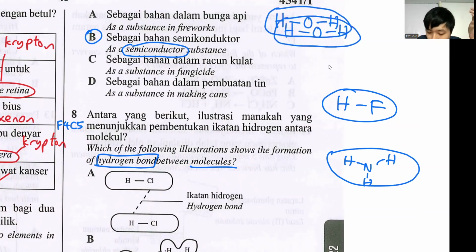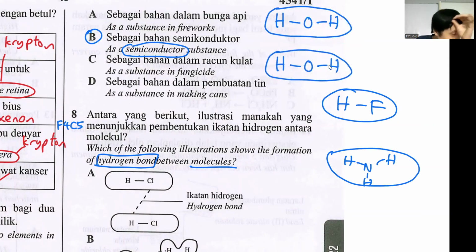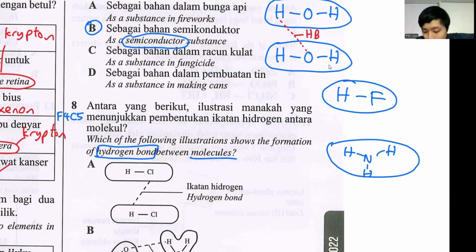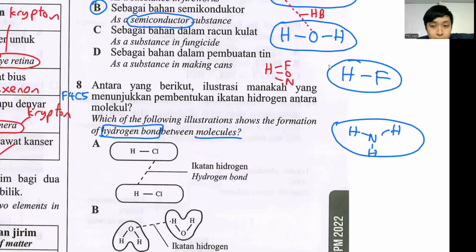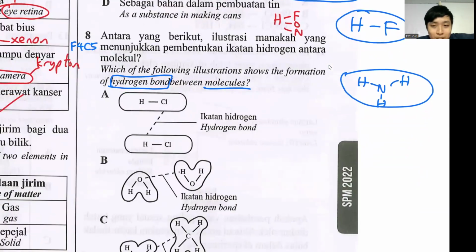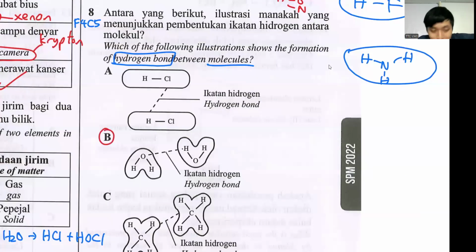So the hydrogen bond is between the molecules. The hydrogen from the first molecule will form a hydrogen bond with the oxygen from the second molecule. This is called hydrogen bond. HB here doesn't stand for happy birthday, it stands for hydrogen bond. So it means H-F, H-O, H-N. Not my birthday, thank you very much. So in this case, the answer is B.